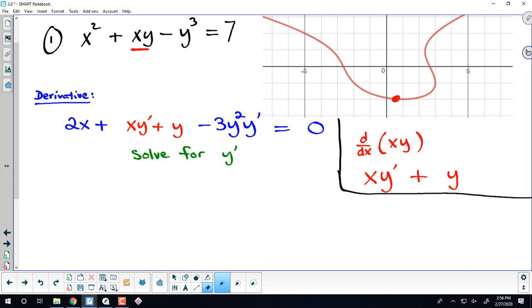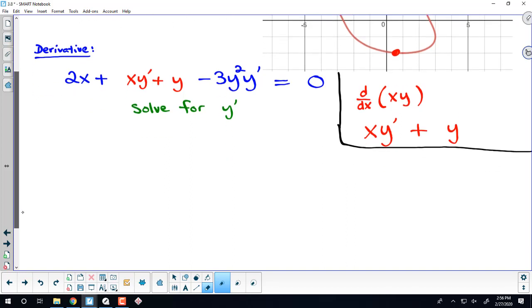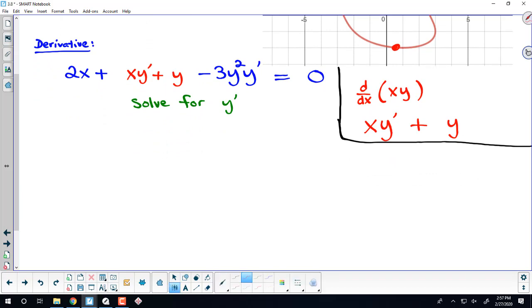So there's really two types of things. Some questions just have you find the derivative. Some questions have you find the derivative at a specific point. So we're going to solve for y prime. All we're going to do is isolate the terms that have y prime. We want those together on one side: our xy prime and our negative 3y squared y prime. We want those two together, and everything else on the other side of the equation.